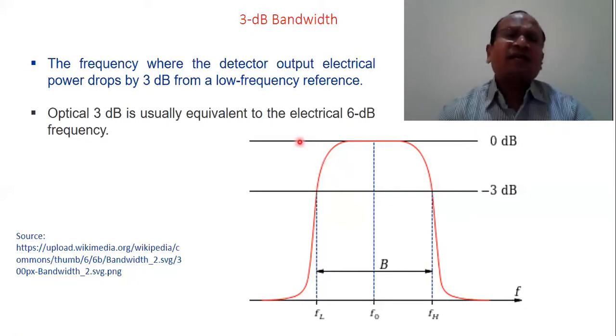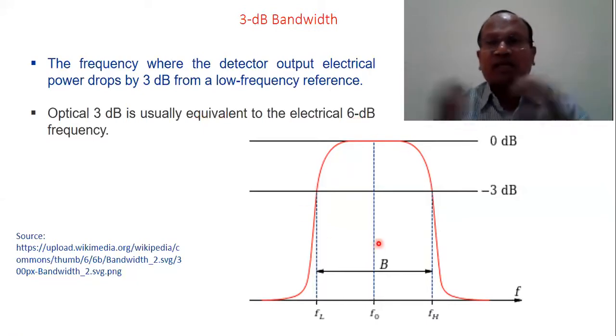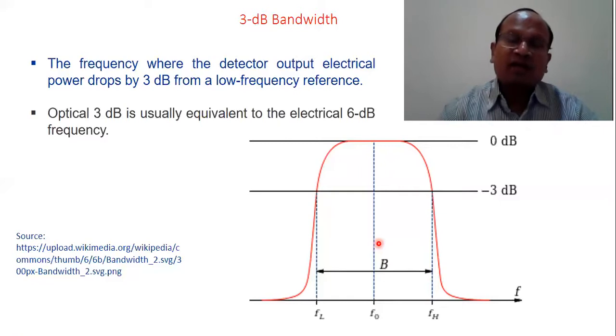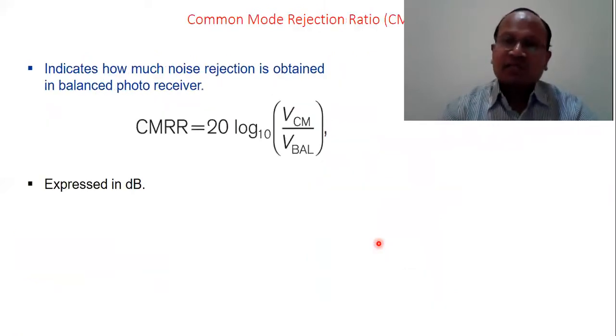But there is a slight difference between the optical 3 dB and the electrical dB concept. In electrical, it is actually 6 dB, because the original spectral response is plotted for an optical signal only. But when you convert it into the electrical response, you will find it as 6 dB.